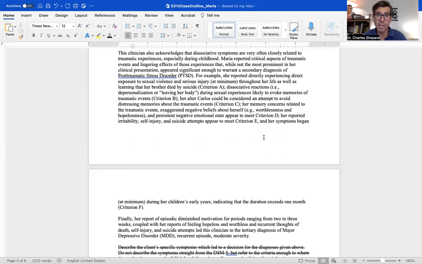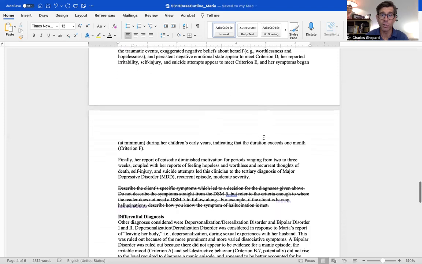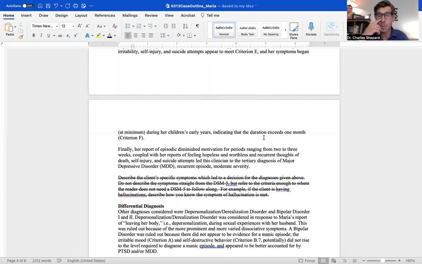She has dissociative reactions, i.e. depersonalization or leaving her body during sexual experiences, likely to evoke memories of traumatic events. That's criterion B. Her alter Carlos could be considered to be an attempt to avoid distressing memories about traumatic events, criterion C. Her memory concerns related to traumatic events, exaggerated negative beliefs about herself, and persistent negative emotional state appear to meet criterion D. And her reported irritability, self-injury, and suicide attempts appear to meet criterion E. And her symptoms began at minimum during her children's early years, indicating that the duration exceeds 1 month, which is, of course, related to criterion F.